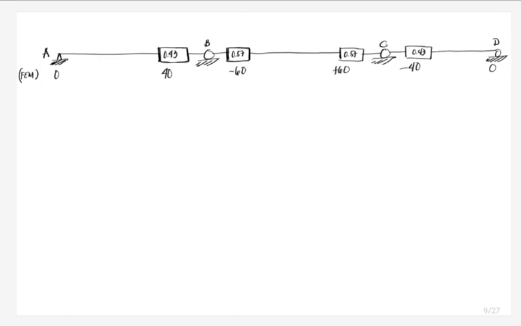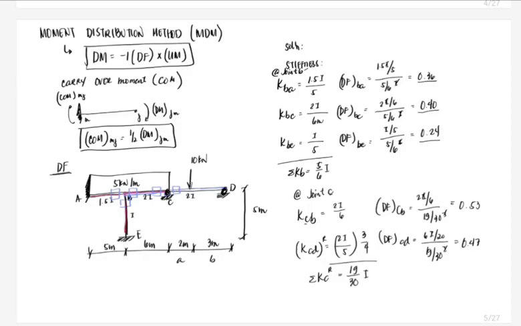Okay? So, gagawin natin is hanapin natin yung unbalanced moment. So, dito we have 40 and then 60. So, all you have to do is 40 minus 60. That is your unbalanced moment. Yung unbalanced moment nyo dito ay equivalent to negative 20. Diba may formula kayo ng inyong moment distribution method na ganyan? Yan yung DM is equal to negative 1 multiplied by DF multiplied by UM. Yan ang gagamitin nating formula.